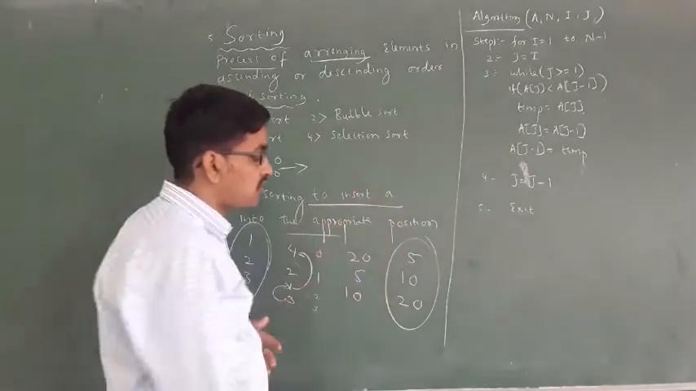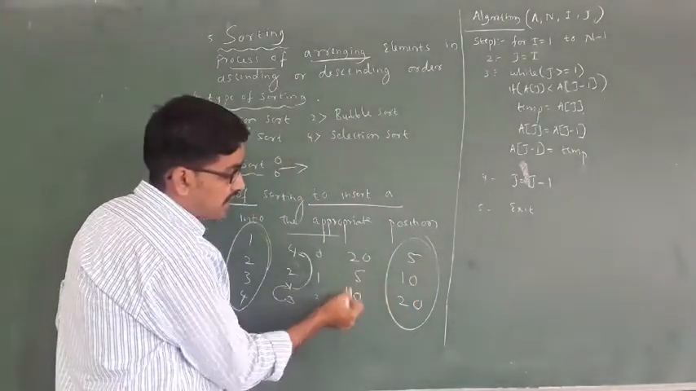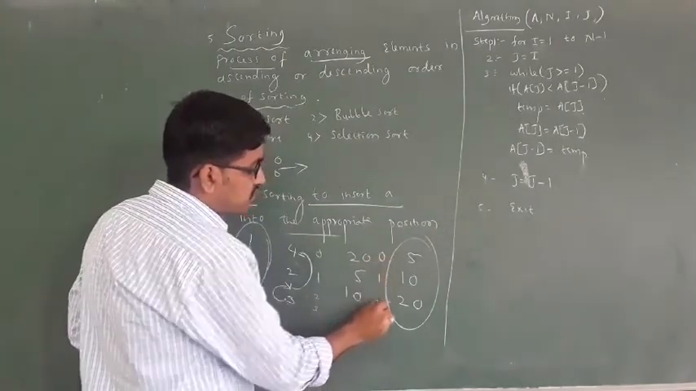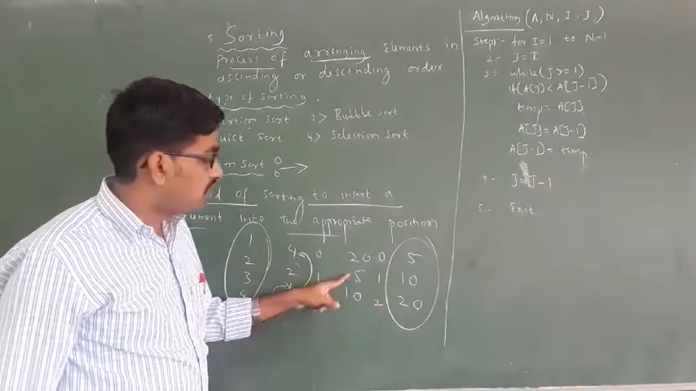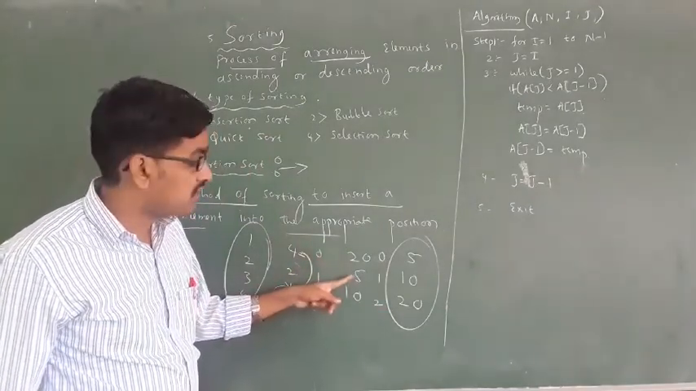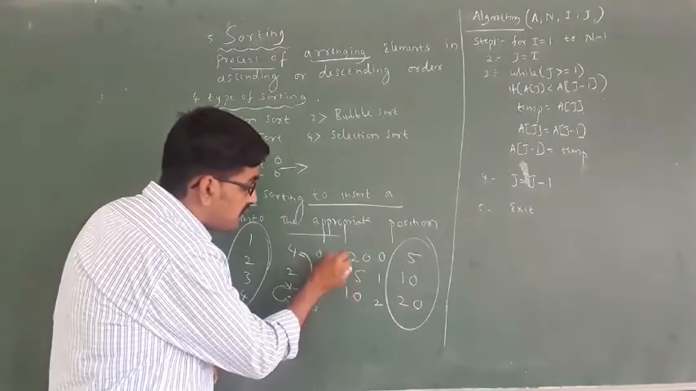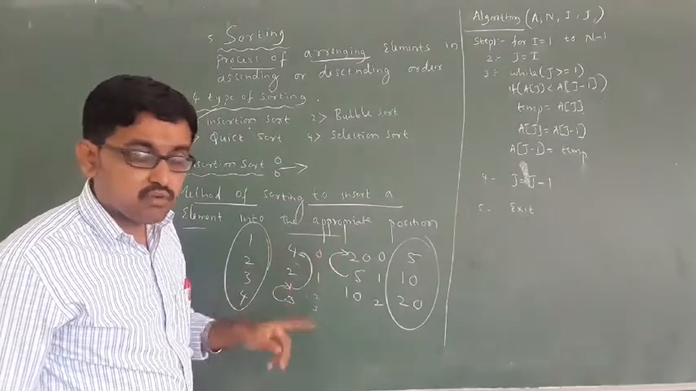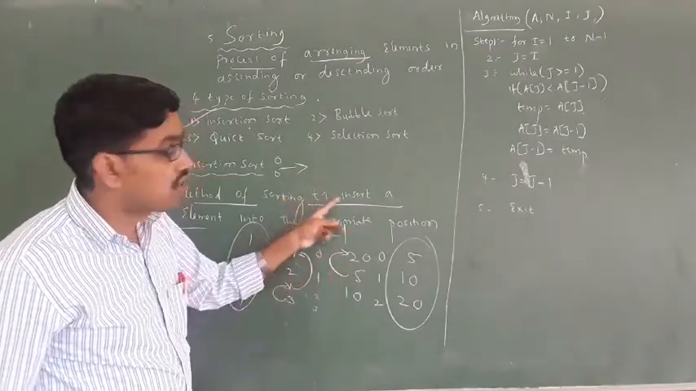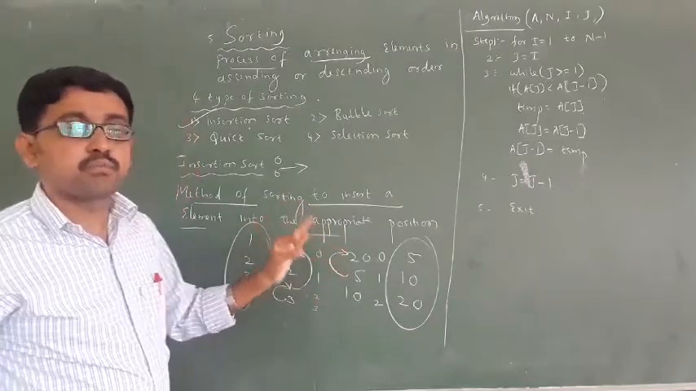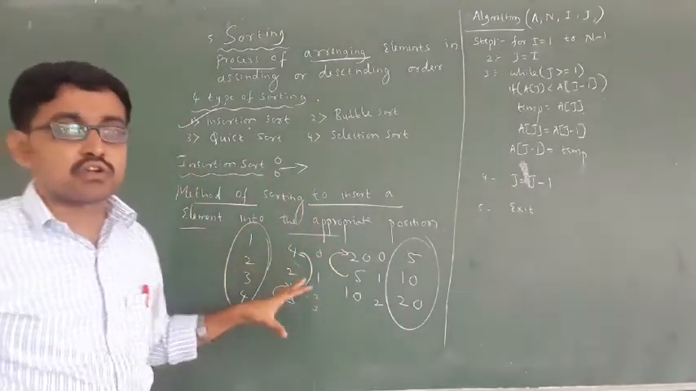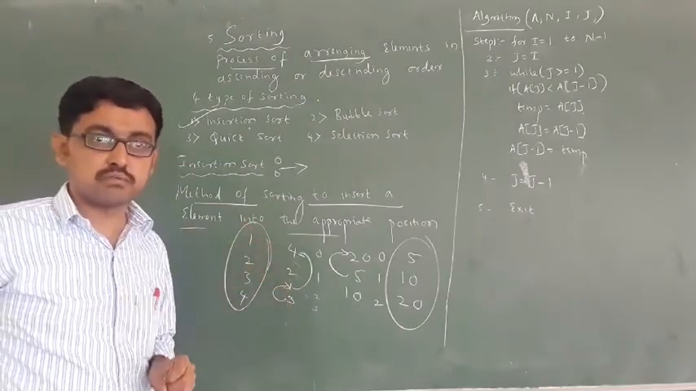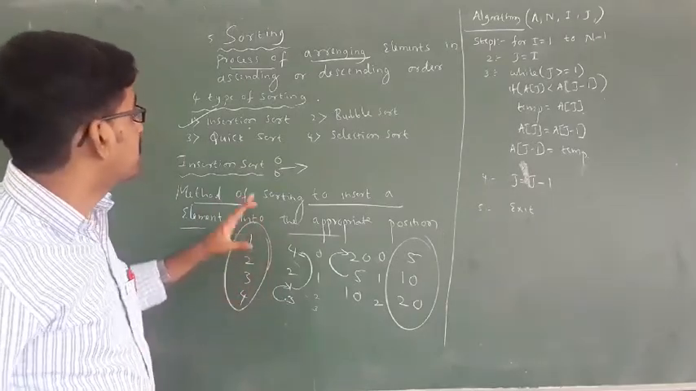For example, you have 5, 25, 10. This is stored in A of 0, this is stored in A of 1, this is stored in A of 2. Just imagine, if 5 is inserted correctly, it will be correct in position 0. If you put 5 there, then it will be sorted. That's why you have to remember what insertion sort is: insert an element into the appropriate position. This is one of the methods of sorting.